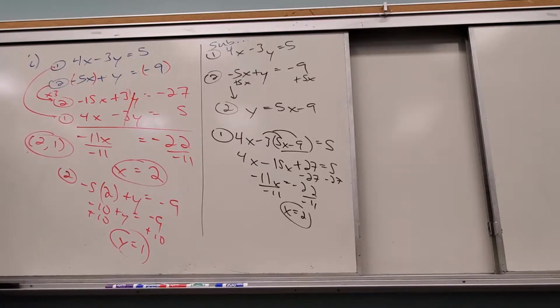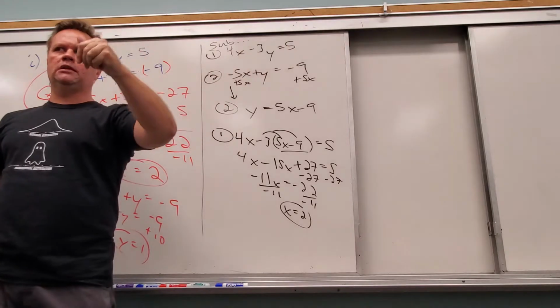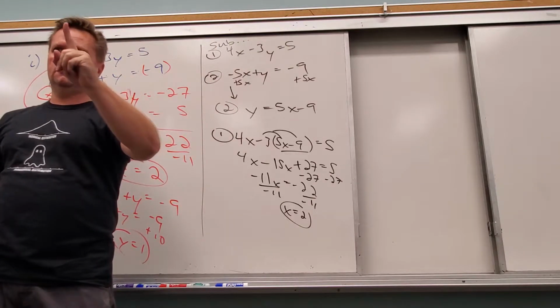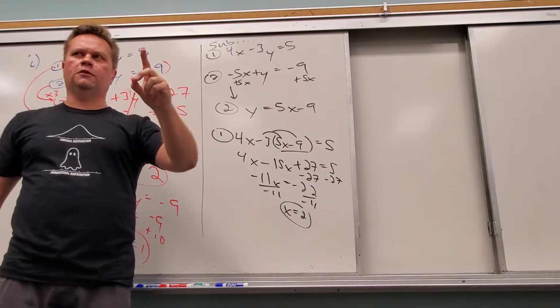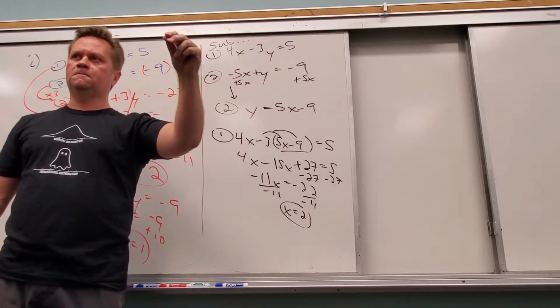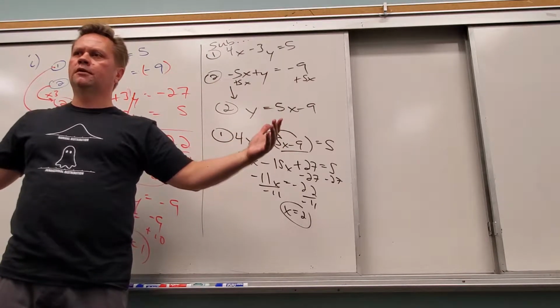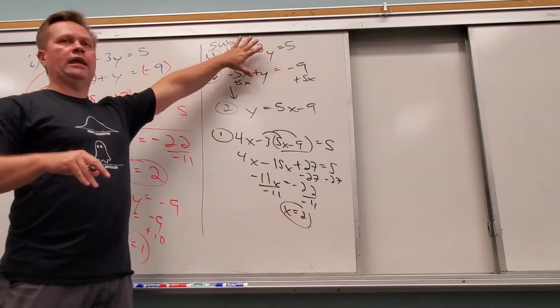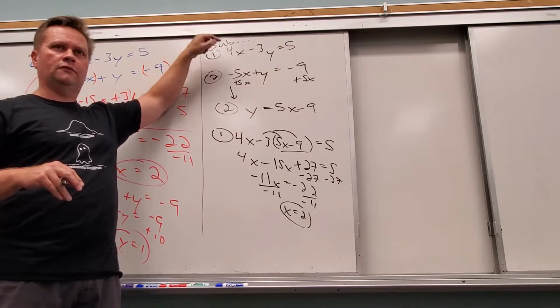I want you to really understand: if I plug this back into itself, how many pieces of information have I used? 1. So I'm no better than I was before. If I plug that back into itself, I end up with a true statement, like 9 equals 9, which doesn't help me. That doesn't have any bearing on what the answer is, because you've totally left out the other piece of information.